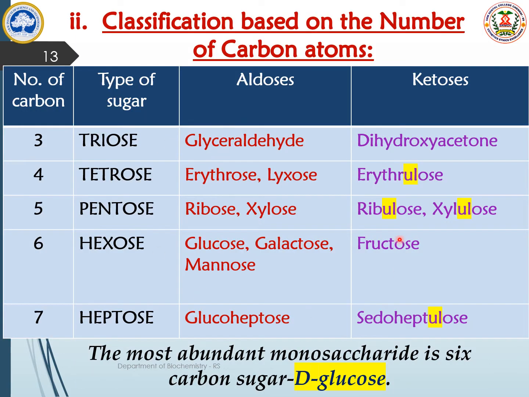This table again shows a few more examples of types of sugar with aldehyde functional group or keto functional group. If a sugar has an aldehyde functional group, then the sugar is called aldose sugar. If a sugar has a keto functional group in the structure, then the sugar is called keto sugar. So when you look into the names of the keto sugars, they have the suffix -ulose. Say for example, erythrulose, ribulose, xylulose, pseudoheptulose, and so on. The most abundant monosaccharide present in our system is the 6 carbon sugar, that is D-glucose.